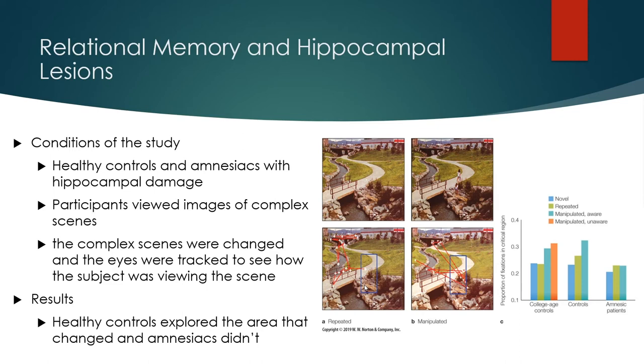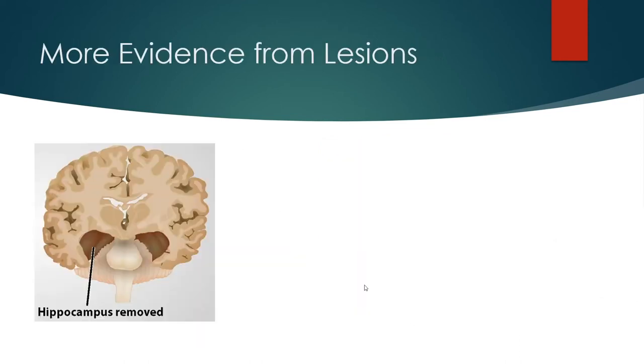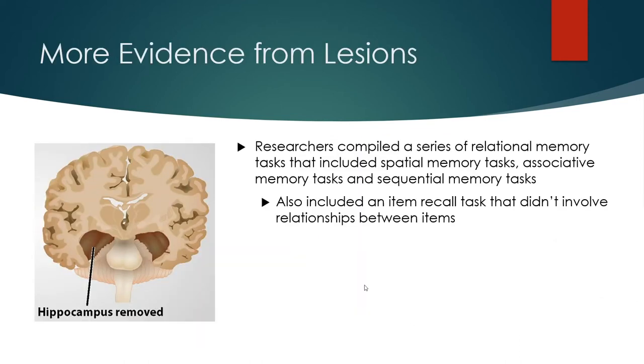And showing that these underlying memory processes affect things higher up in the spectrum, like where your eyes are moving. Really interesting study. So we look at these lesion patients, right?